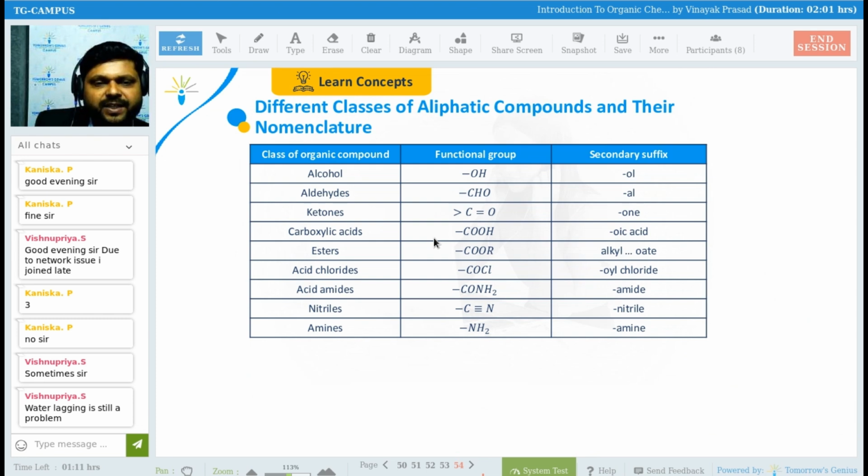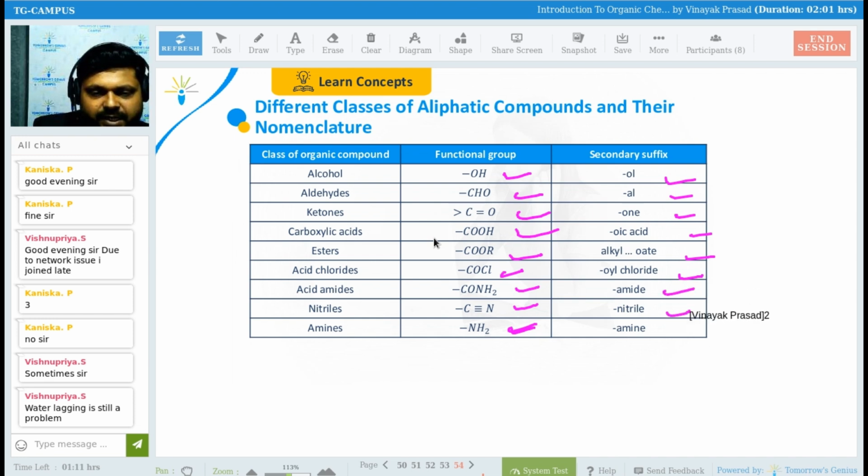Now we have to also see the functional groups, right? What are the functional groups? First we have to see alcohol, which is OH, aldehyde, CHO, ketone, C=O, carboxylic acid, COOH, ester, COOR, which we have seen earlier, acid chloride, COCl, acid amide, CONH2, nitriles, C triple bond N, and amines, that is NH2. These are the functional groups, and their suffixes are ol, al, one, oic acid, alkanoate, oyl chloride, that is acid chloride. For acid amides, it is amide.